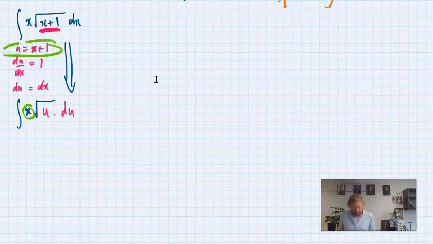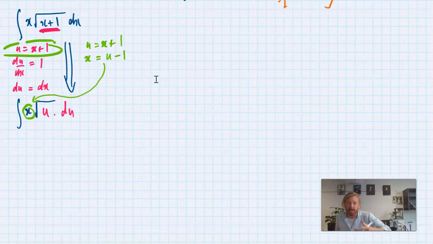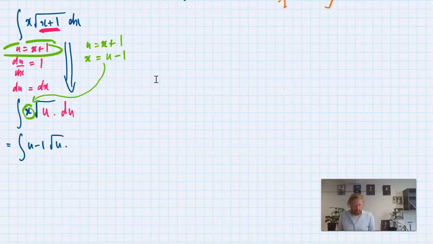So if I know that u equals x plus 1, I also know that x equals u minus 1. So I can plonk that in here. So this is another substitution, I guess you could say. Equals the integral of u minus 1 times root u du, and I'm good. Brackets there to be neat. Equals integral of u to the 3 over 2 minus u to the half du.